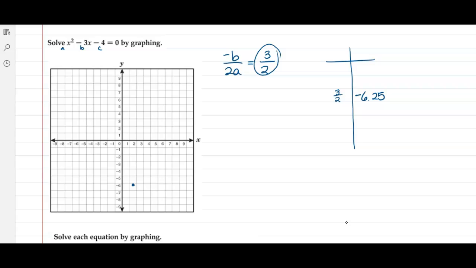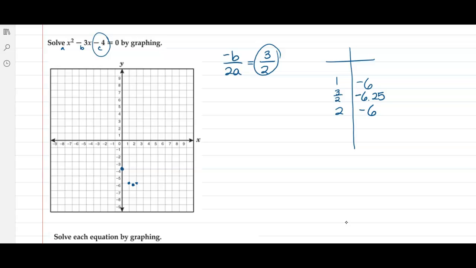Let's try the point 1. 1 minus 3 is -2. Minus 4 would be -6. Buy one, get one free. We also have the point 2, -6. How about 0? The y-intercept is c, 0, -4. Buy one, get one free.